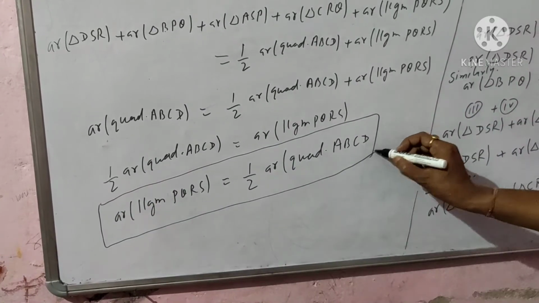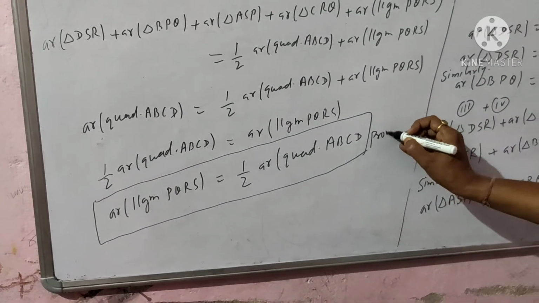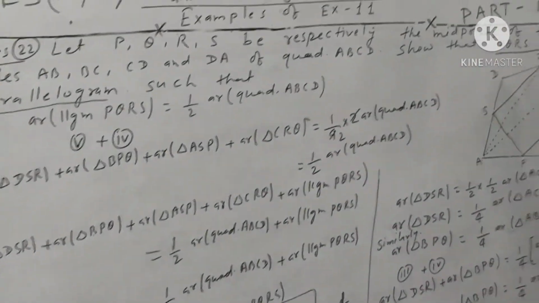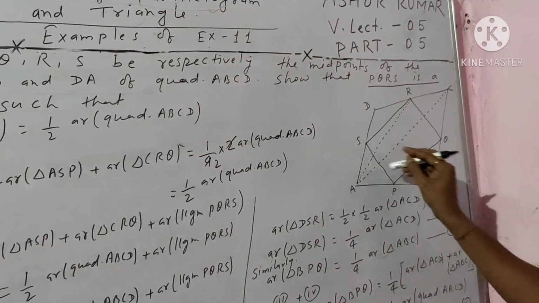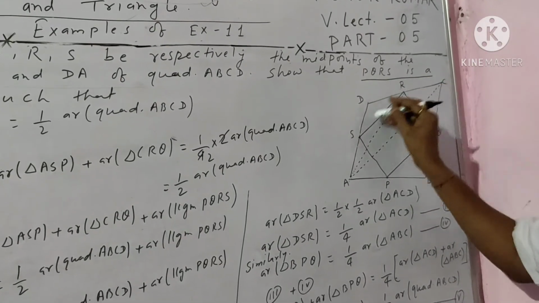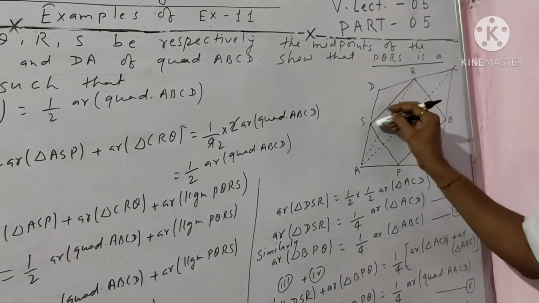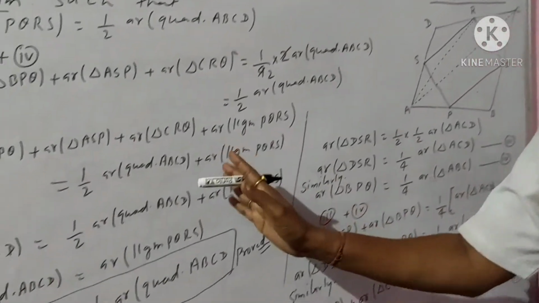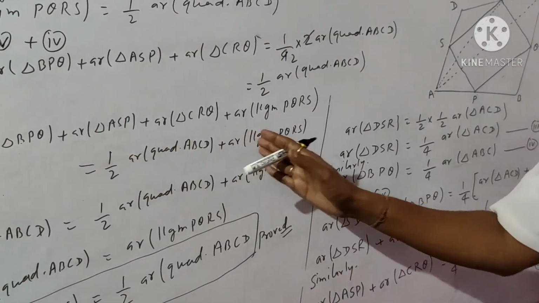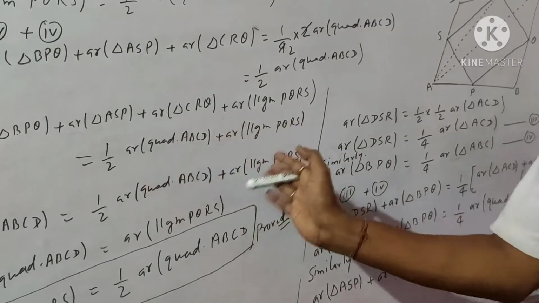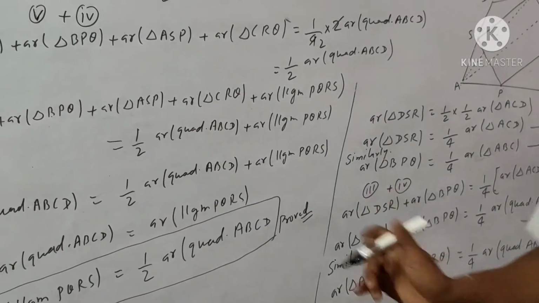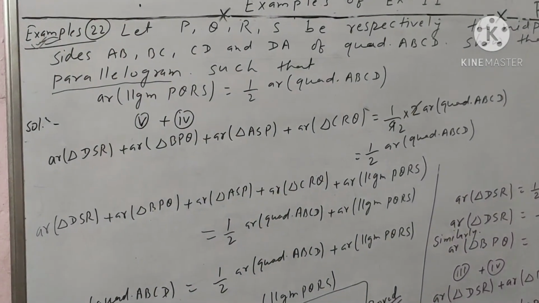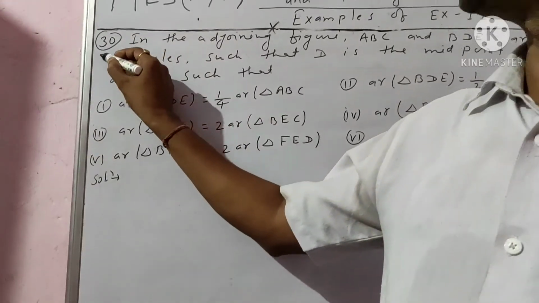Okay student, this question is very lengthy but the process is very easy. So remember, first of all, add all the triangles and add the parallelogram, then the total area is equal to half of the quadrilateral plus area of parallelogram PQRS, and then we can solve it very easily. Okay student, so example 22 is complete. The next question is question number 30.